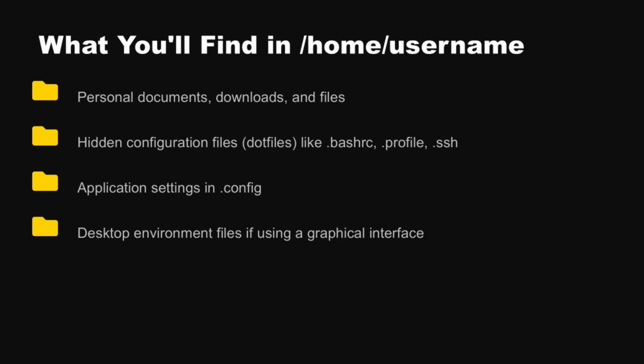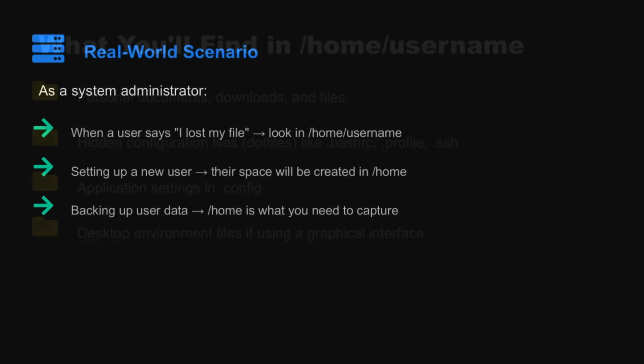What you'll typically find in a home directory are, like I mentioned, the personal documents, downloads, and files, the hidden configuration files, the dot files, like .bashrc, .profile, and .ssh, application settings in .config, and desktop environment files if you're using a graphical interface. So as a system administrator, when a user says, I lost my file, you know to look in /home/username. That's the directory structure. When you're setting up a new user, you know their personal space will be created in /home. When backing up user data, you know /home is what you need to capture.